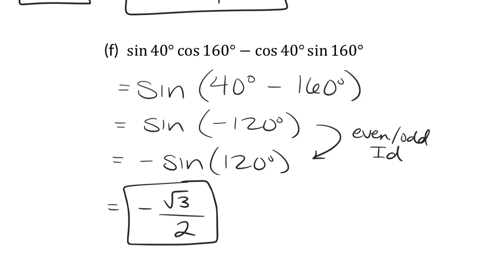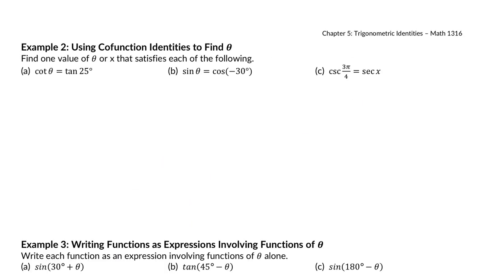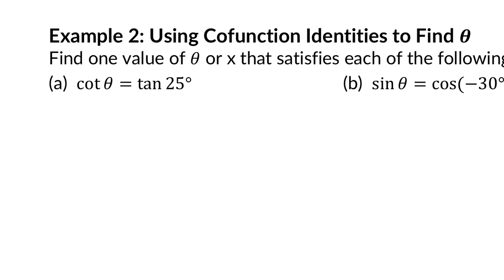So the next thing that we're going to work on is using the cofunction identities. Again, sine and cosine go together. Tangent, cotangent go together. Secant, cosecant go together. So what we can do is find one value of theta or x that satisfies each of the following. If we have cotangent of theta equal to tangent of 25 degrees, I know that there's a relationship from my table between these two things that goes like this.